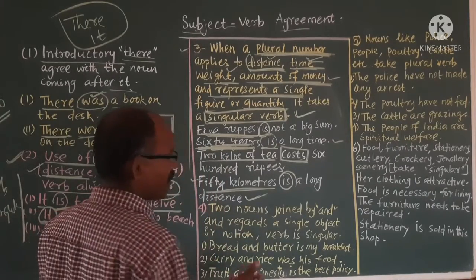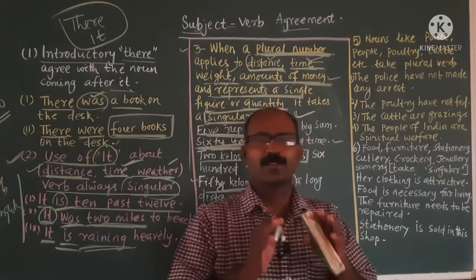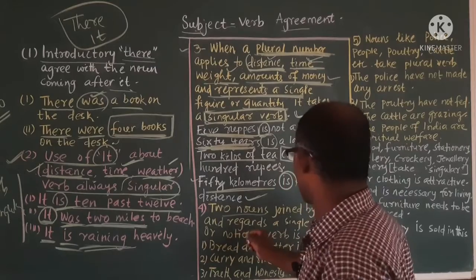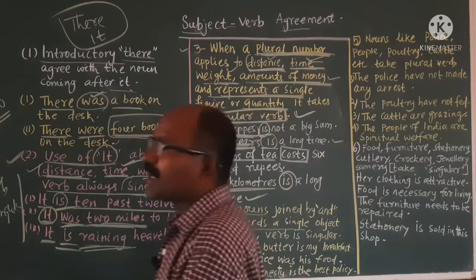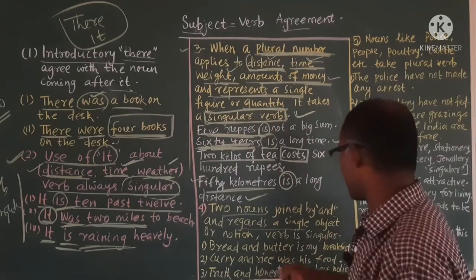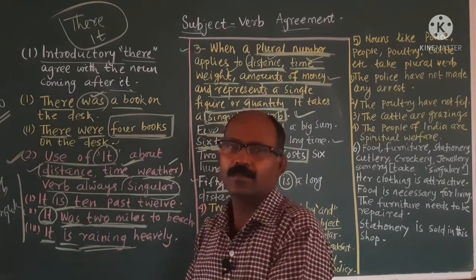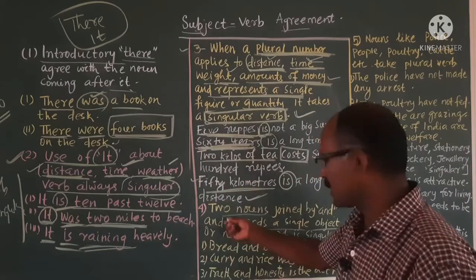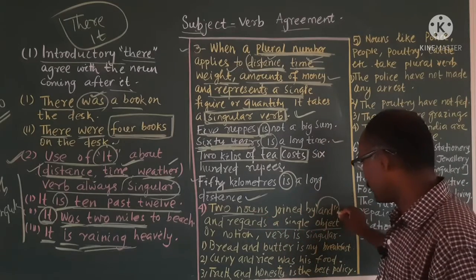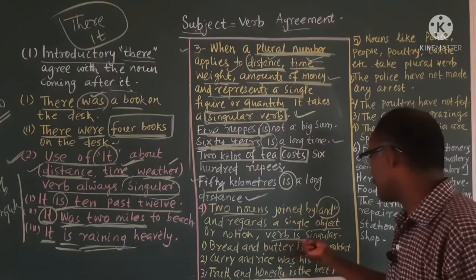Next one, what is this? Now please remember, two nouns joined by and. Two nouns, two subjects, are joined by and. If and regards a single object or notion, and it gives the same idea, the same single notion or single object, then what will you have? The verb will be singular. Have you understood? That means two nouns are joined by and, and it regards a single object or notion, so the verb will be singular.